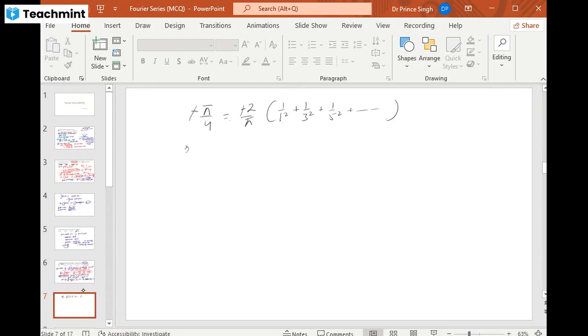If I take pi by 2 on the other side, then this is pi by 4 into pi by 2. This is equal to 1 upon 1 square plus 1 upon 3 square plus 1 upon 5 square, and so on. So its value is pi square by 8.